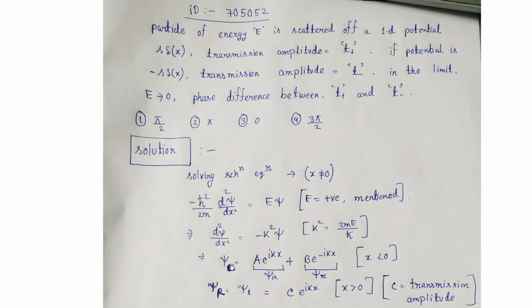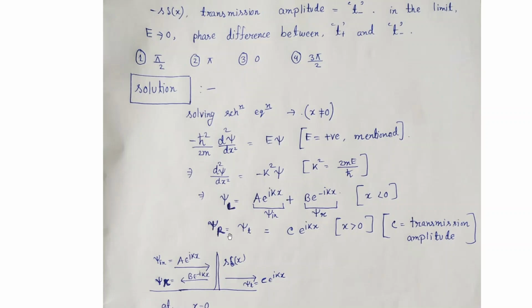Now look, as I mentioned already, this is phi suffix L, where L means the left hand side solution. This is the superposition of e to the power ikx and e to the power minus ikx for x less than 0. And for x greater than 0, I write psi R, which is also psi T for transmitted, and R for right. The right hand side solution is only the transmitted solution, that is C e to the power ikx, where C is the transmission amplitude, and here A and B are the incident amplitude and the reflected amplitude. This is the incident part and this is the reflected part.